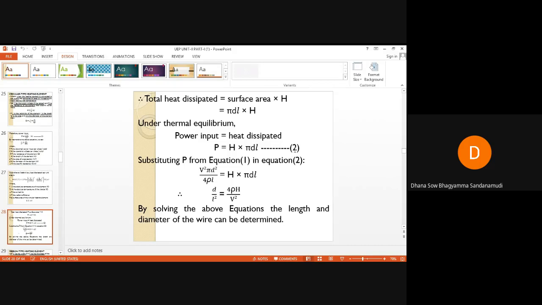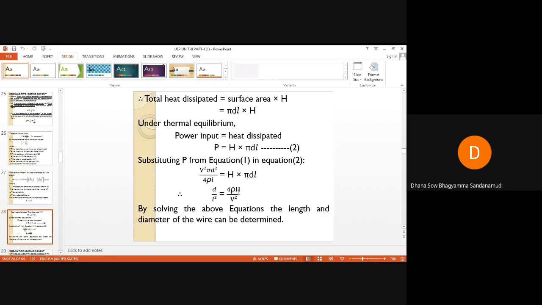Now substitute equation 2 in equation 1, in place of P. You will get V square pi d square by 4 rho L is equal to H into pi d L. Just rearrange these terms in terms of (d by L) square. You will get (d by L) square equal to 4 into rho into H by V square.